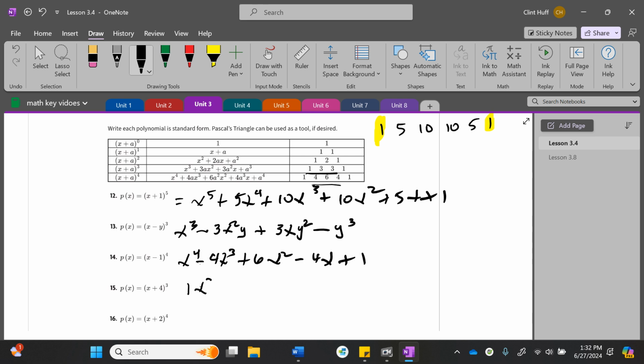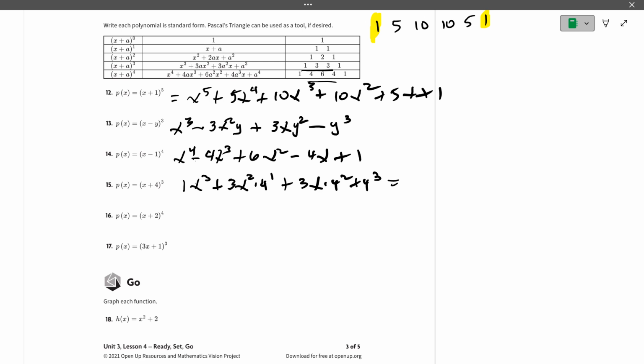So that's 1x to the third. And then the binomial coefficient is 3x to the second times 4 to the first. And then plus 3x to the first times 4 to the second plus 4 to the third. So when I clean that up, I'm going to get x to the third. Then I'm going to get what? 12x squared. Check my answers here. Yep, so far so good. 4 squared is 16 times 3 is 48x. And then 4 cubed is 64.